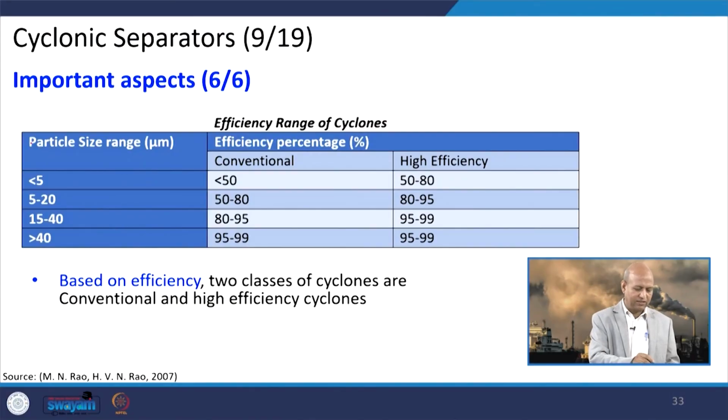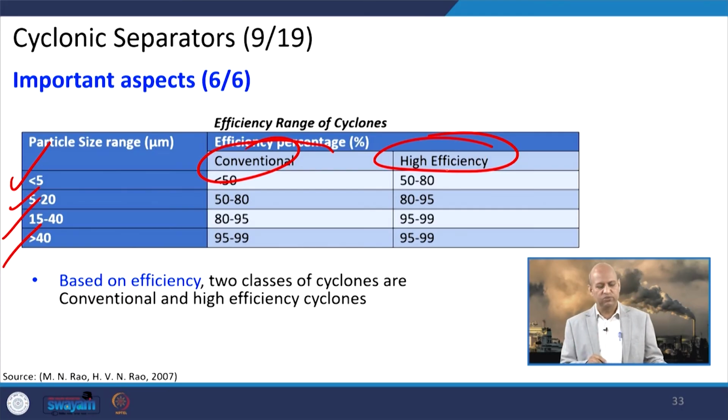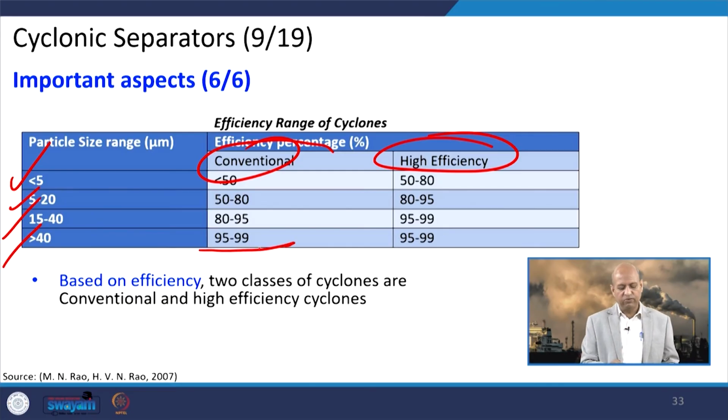And then another set of important aspects: there are different sizes of particles, less than 5 micrometer, 5 to 10, 15 to 40, more than 40. Conventional and high efficiency kinds of separators may be there. In conventional ones, for less than 5 micrometer, there is less than 50 percent efficiency, while high efficiency can ensure 50 to 80 also. For 40 micrometer or so, it is 95 to 99 in both conventional and high efficiency.